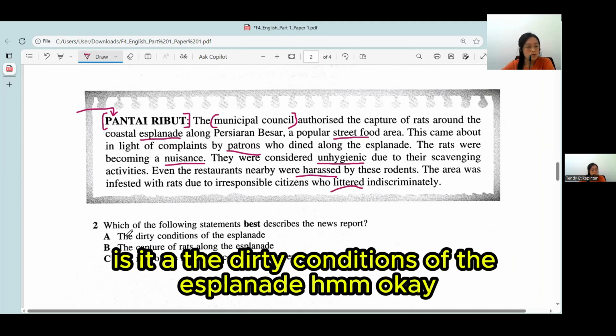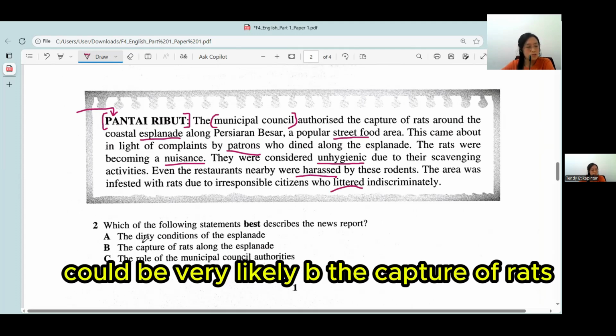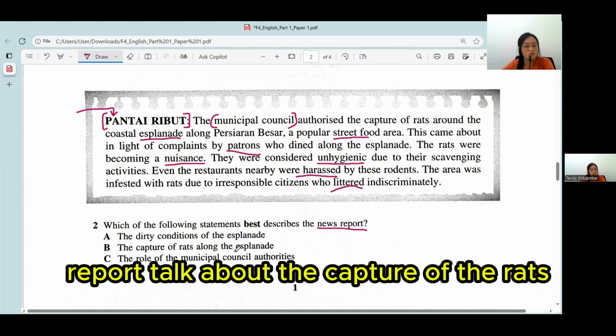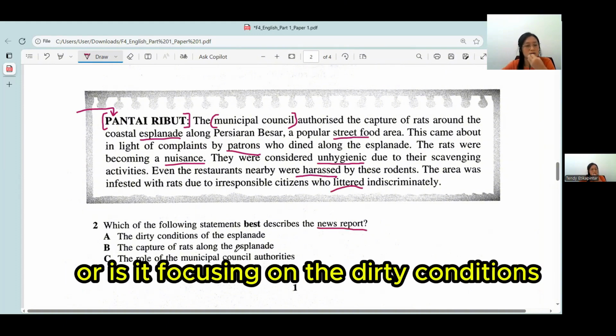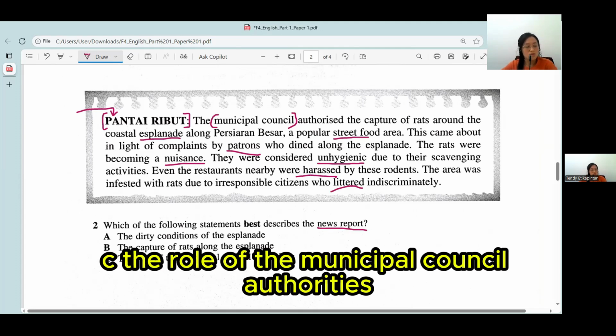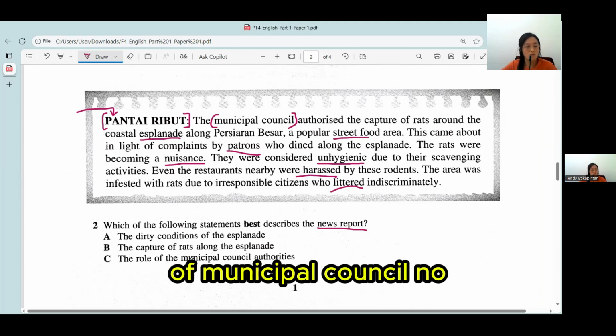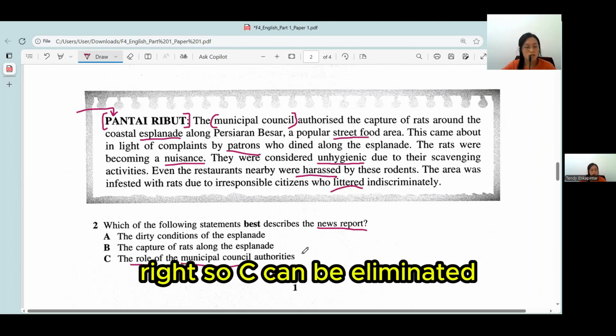Is it A, the dirty conditions of the esplanade? Could be, very likely. B, the capture of rats along the esplanade. Does this news report talk about the capture of the rats? Or is it focusing on the dirty conditions? C, the role of the municipal council authorities. Does this newspaper report focus on the role of municipal council? No, right? So C can be eliminated.